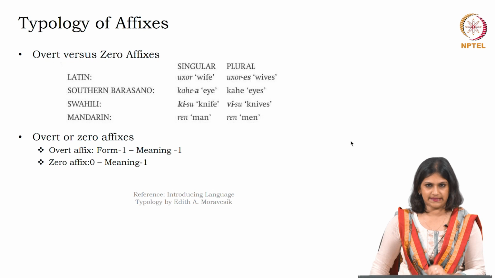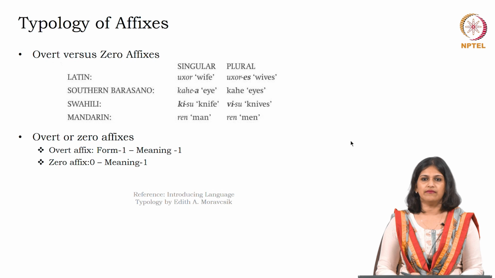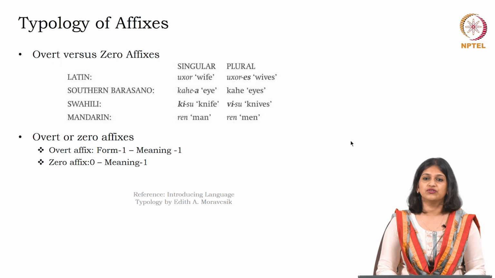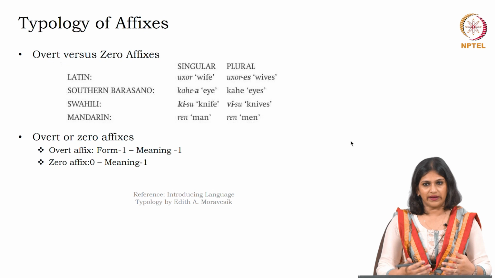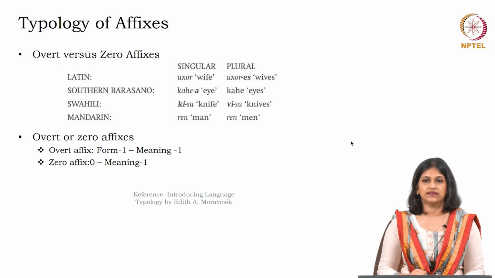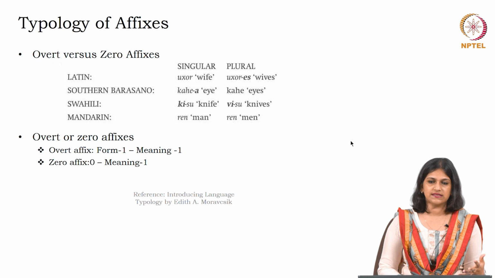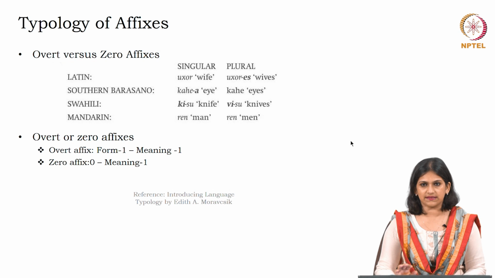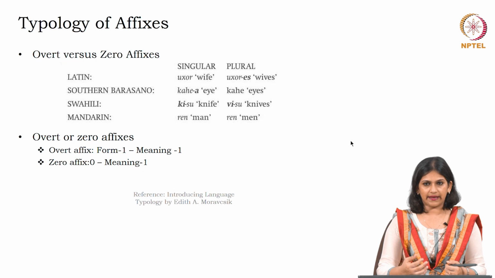There are certain affixes which are overtly marked or overtly found in the words, and there are certain affixes which do not manifest or show up overtly in the words. So the first typological distinction in affixation would be overt versus zero affixes. When I say zero affixes, I am primarily talking about affixes which are not overtly manifested. This typological difference can be understood from the examples that you see on the slides.